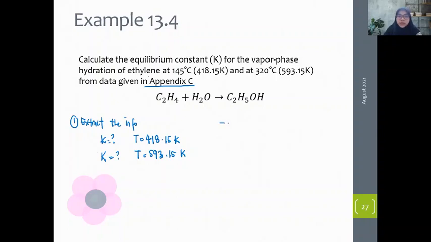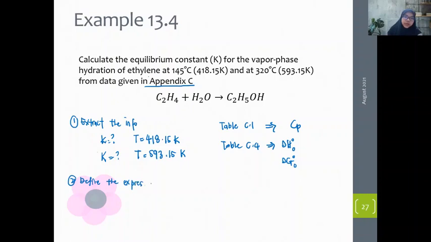From table C1, we can obtain the value of Cp. And from table C4, you can obtain the change of the enthalpy at standard and reference temperature, and also the standard Gibbs energy change at reference temperature as well. So the second step is to define the expression. What is the relevant expression that we can use to solve this problem?